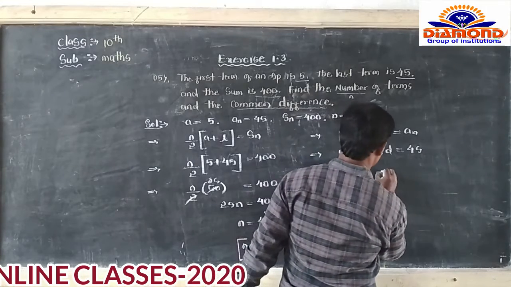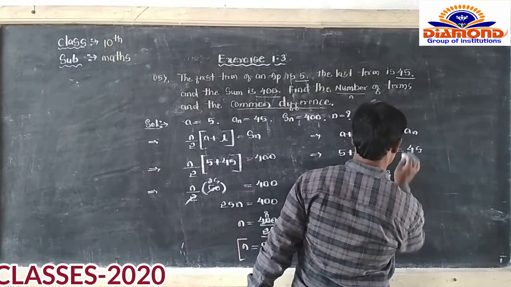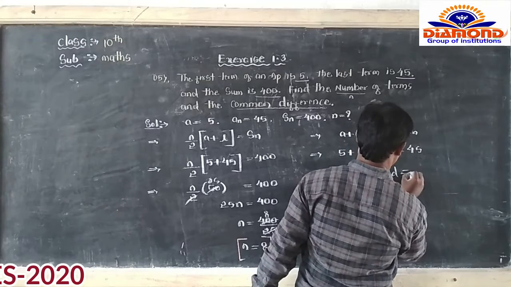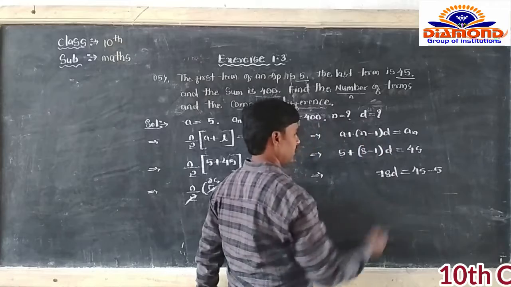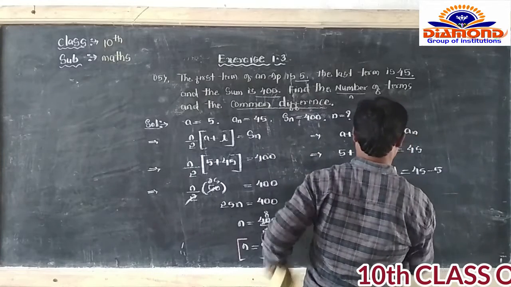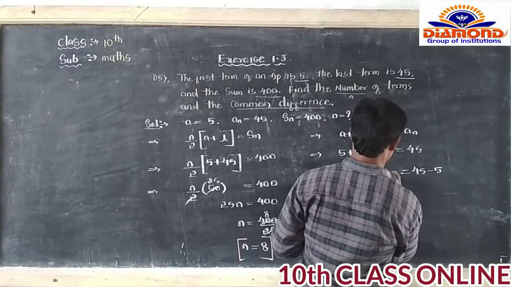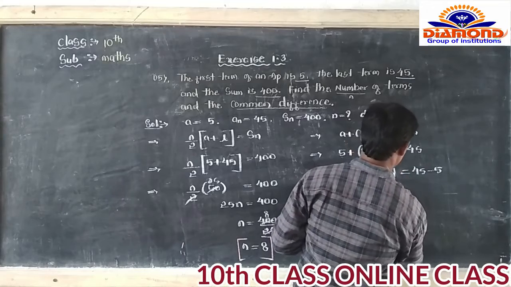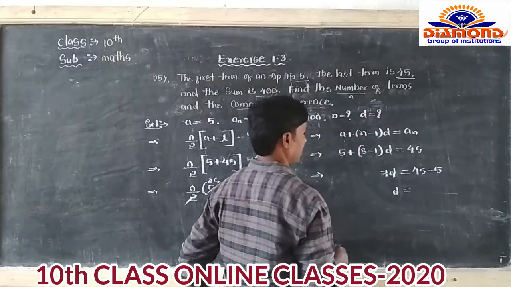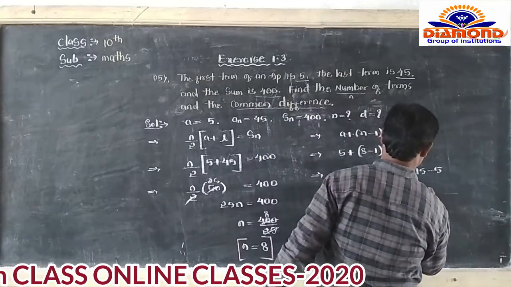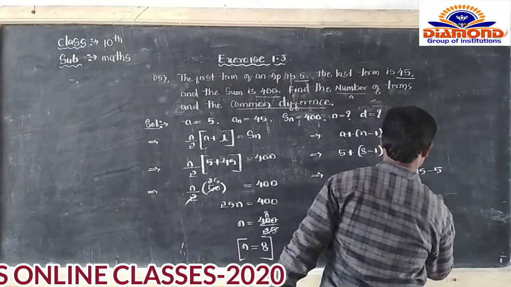7 into d, 7d is equal to 45 minus 5. Here plus 5 becomes minus 5. 7d is equal to 40. And d is equal to what? It becomes 40 by 7.